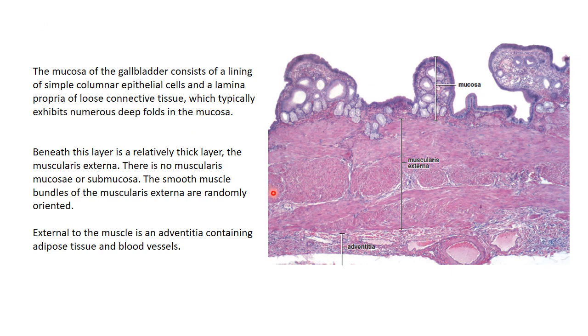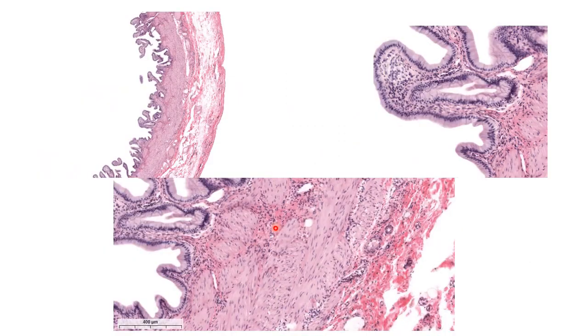And as we said, the main function of the gallbladder is to store bile produced by the liver. It also serves to concentrate the bile through reabsorption of large quantities of water and mineral salts through its mucosa layer, and emptying the concentrated bile into the common bile duct.